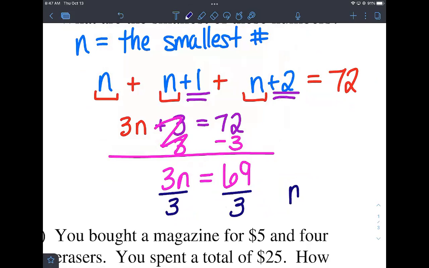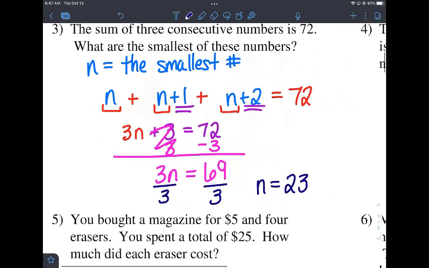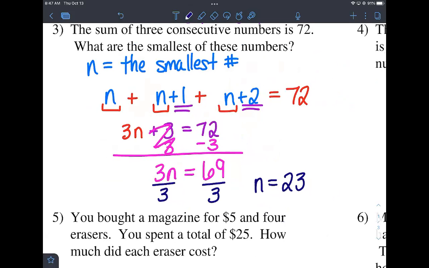How many times does n go into 6? Twice, perfectly. How many times does it go into 9? Thrice, perfectly. I don't think thrice is a word, but I like saying it. So n equals 23. The smallest of our numbers is 23, which means if you want to check your answer, 23 plus 24 plus 25 should add up to 72. If we wanted to find the other numbers, we already have our answer because it was the smallest of those numbers.